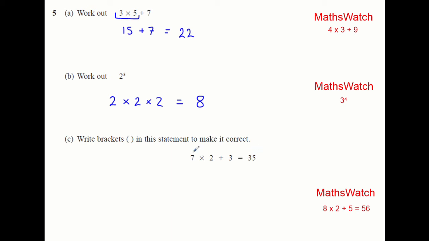So you could do this with trial and error, trying to find which numbers to put it round, but hopefully this one should be fairly obvious that 35 is 7 times 5, which means we've got 7 times, and in order to make the next number 5, we need to place brackets around the 2 plus 3, so that when we apply BIDMAS, that is the first part of the calculation that gets done. So 2 plus 3 is 5, 7 times 5 is 35.